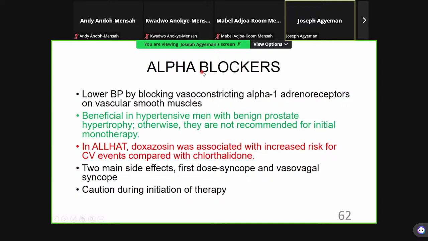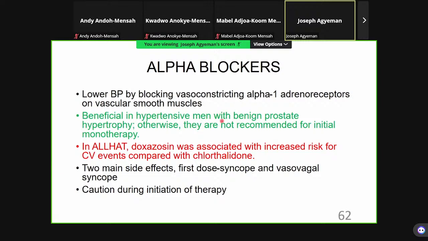So they are employed, but normally they are not first line. They are not first line at all because they have a lot of issues, especially the syncope that comes with first dose, as well as vasovagal syncope. This causes a lot of vasodilatation, and then you don't get enough blood moving to the brain, then faintness will occur. So because of this, it is not actually an agent that you would want to use as first line.